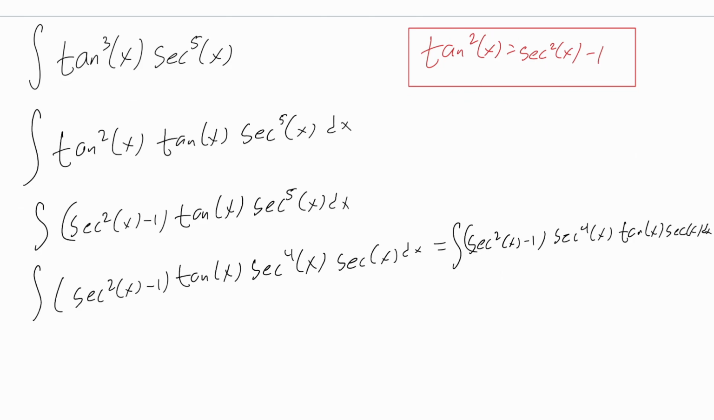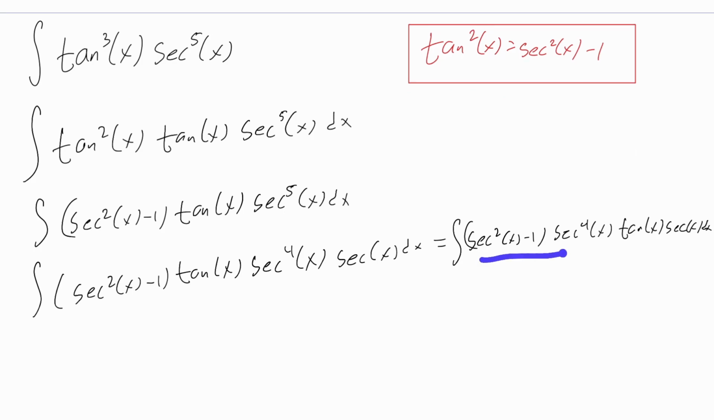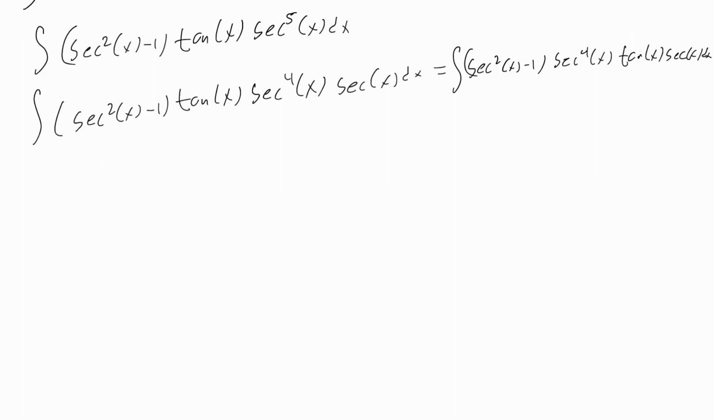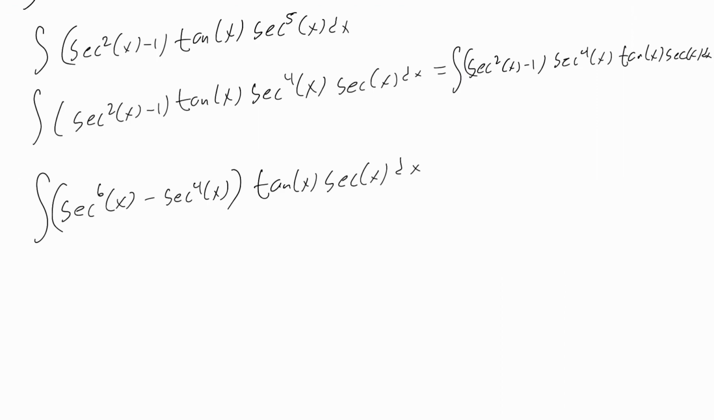The reason I'm doing that, as we recall, is that secant times tangent is the derivative of secant, and I have a bunch of secants all hanging out. So if I distribute this secant to the 4th in here, I get an integral of secant to the 6th of x minus secant to the 4th of x, in parentheses, times tangent of x times secant of x dx. So I have a bunch of secants all hanging out, and I also happen to have the derivative of secant of x, because the derivative of secant is secant times tangent.